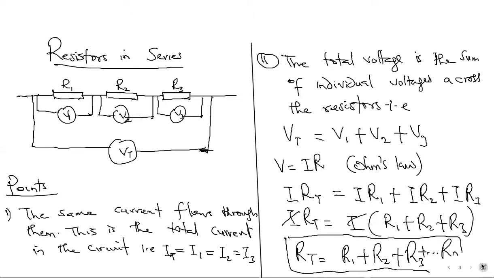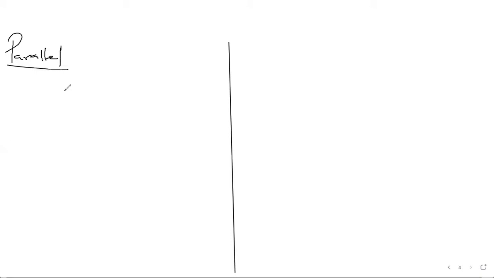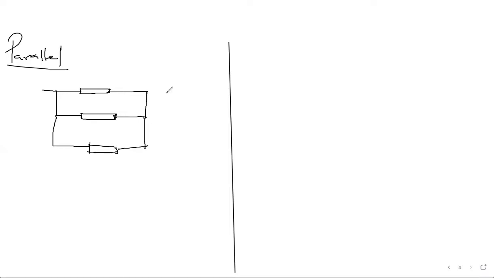Okay. Now let's look at resistors in parallel. For resistors in parallel, you have something that looks like this. Remember, you have to identify a node, a point where at least 3 wires meet. So something like this. Here's a parallel connection. Then let's say you have another one here.